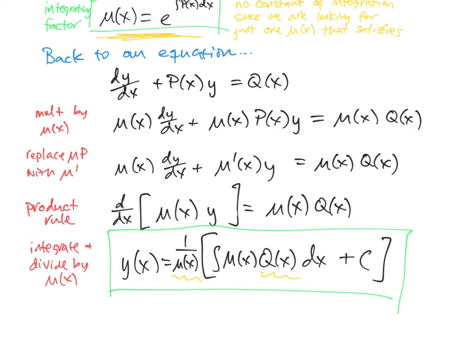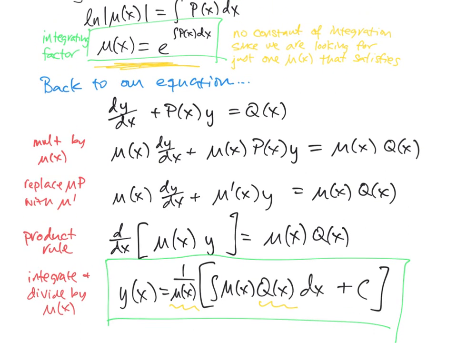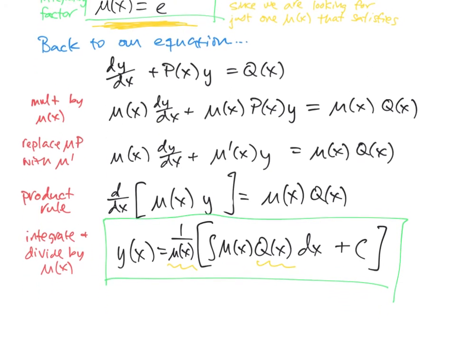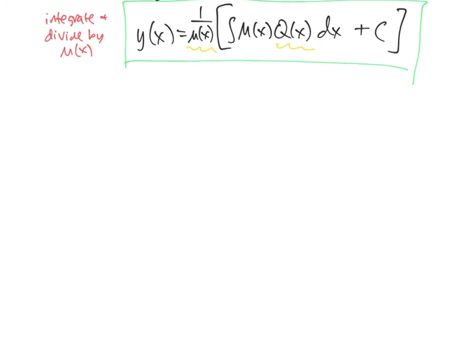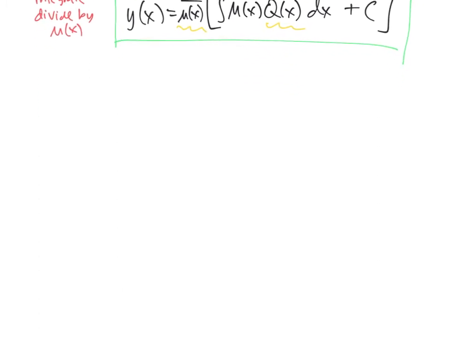So in summary, you could memorize this formula, but it's a little bit long. The easier formula to memorize is what mu is, and then just remember that you have to multiply through and then use product rule to rewrite it, and then you can just solve the equation like we just did. But either way, let's do an example now.